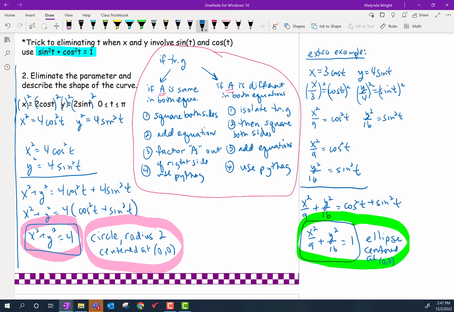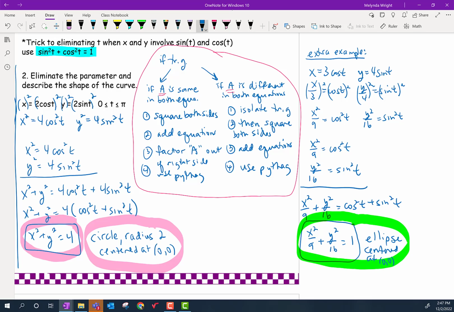Okay, and again, you wouldn't need to know that if I asked you that on a test to describe the shape. You just need to know if it's x squared plus y squared is a number, that's a circle. If it's x squared over something plus y squared over something equals 1, that's an ellipse. All right, how are we doing?